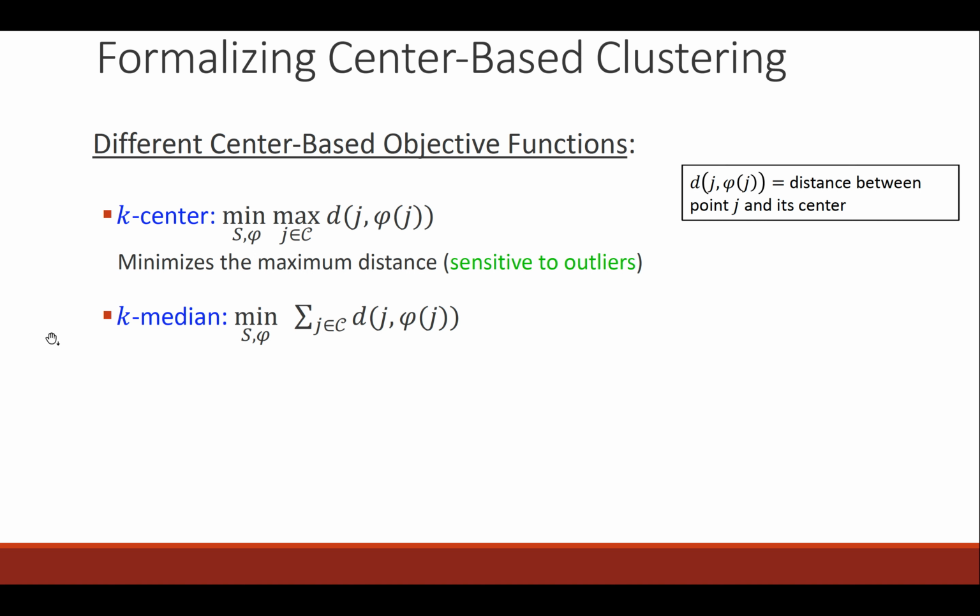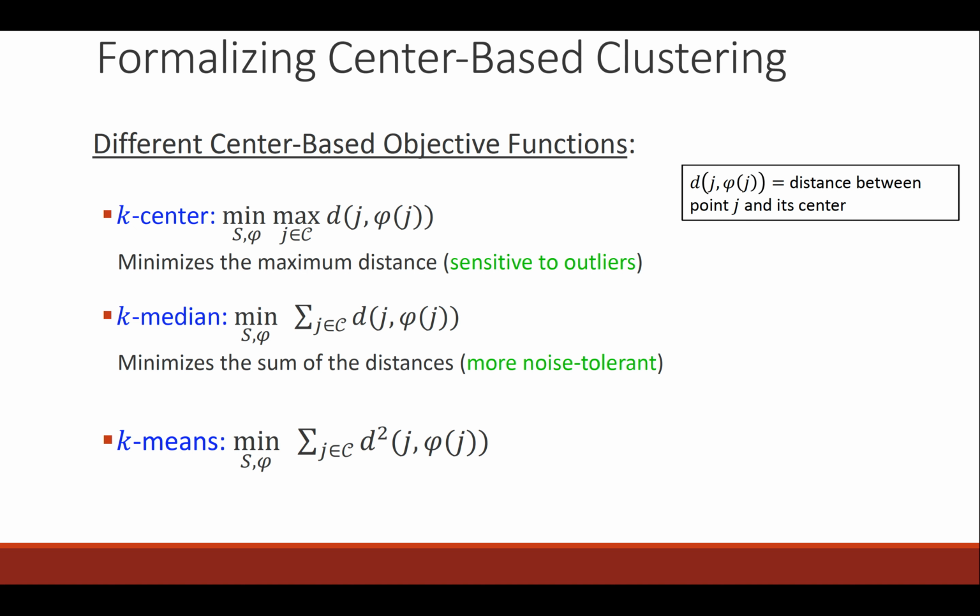So, unlike the k-center, the k-median is basically aggregating the distances instead of just minimizing the maximum, and as a result, the k-median is basically more noise tolerant. You can tell because of the aggregation.